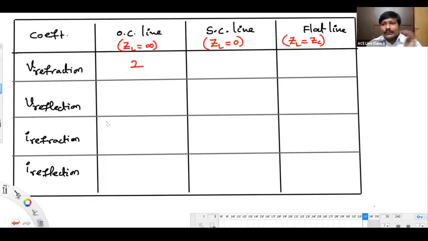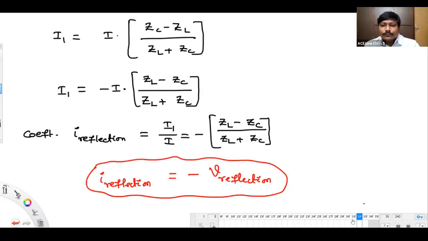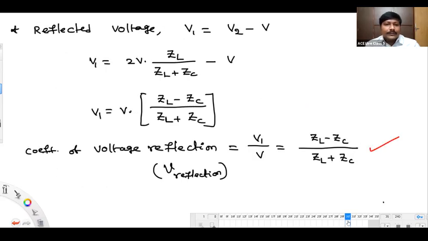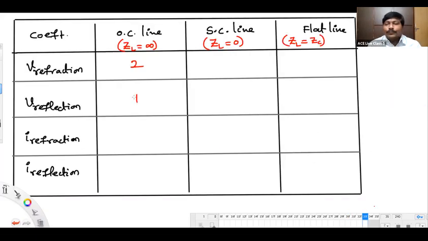Next, V reflection. See this: ZL minus ZC by ZL plus ZC. Infinite by infinite means you can write 1 minus ZC by ZL by 1 plus ZC by ZL. And if you keep ZL infinite, you get 1 minus ZC by infinite, 1 minus 0 by 1 plus 0. So the value will be 1. V reflection value will be 1.